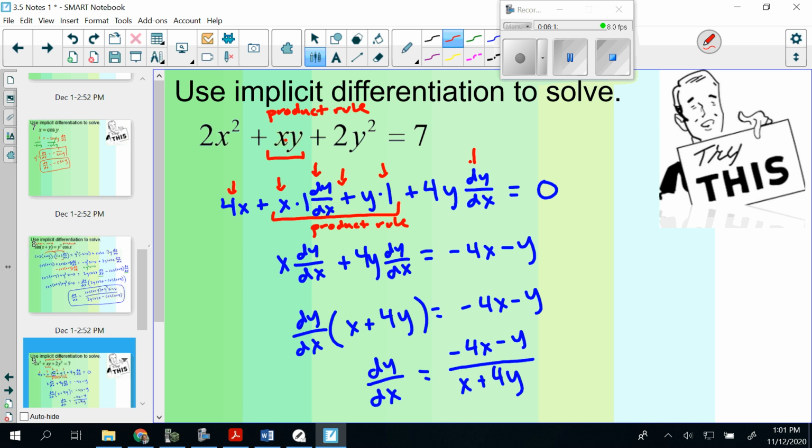Make sure you did have this other dy dx in here when taking derivative of this one, because it's derivative of y. Make sure you had that dy dx, and then also make sure you had 0 over here, not 7. Derivative of a constant would be 0. So now you want to keep the dy dx terms here, and then I subtract the other ones to the other side, factor out the derivative, divide, and you got your answer. So this would be the derivative right here.